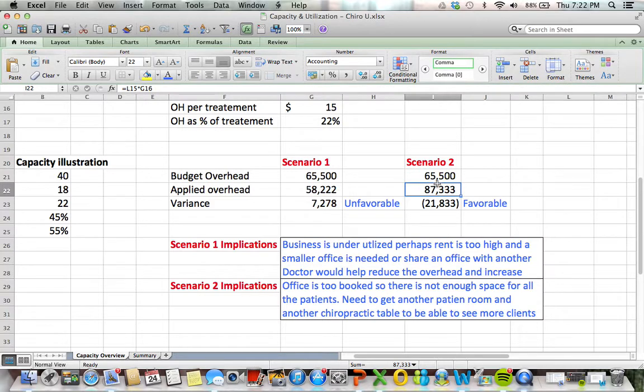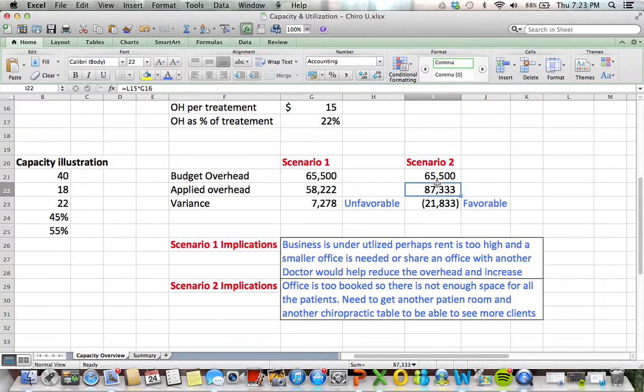Now, in terms of our second scenario, we're seeing that our actual overhead, our per unit application of the overhead, is so much higher than what we budgeted. There must be something going on. So let's see if maybe the office is too booked. Maybe we don't have enough space for everybody. Maybe some patients are waiting too long and we're losing business because we just don't have enough space or time or room to get them all through.